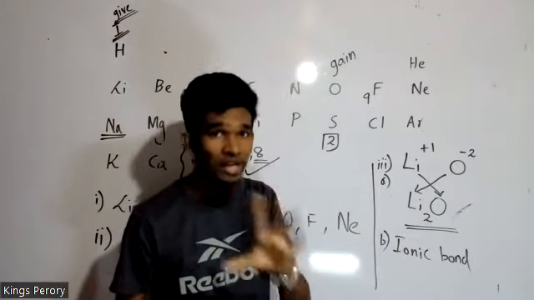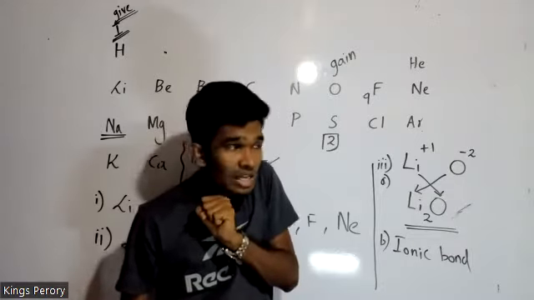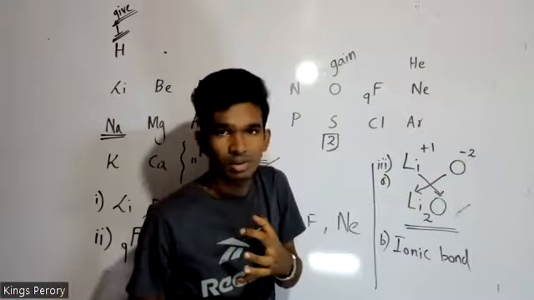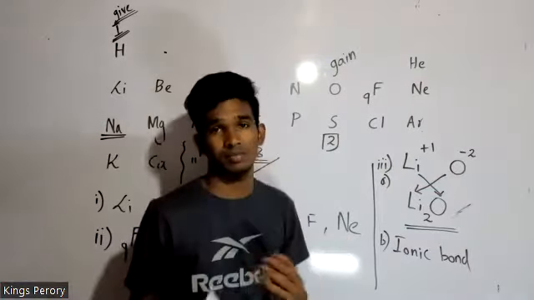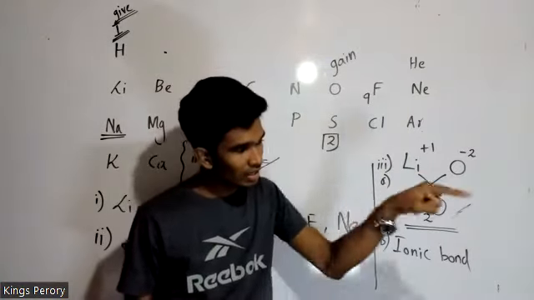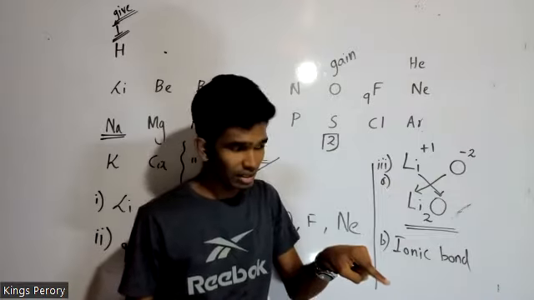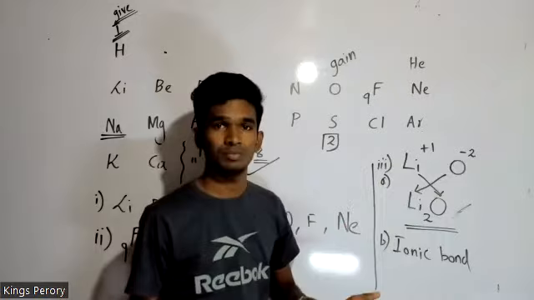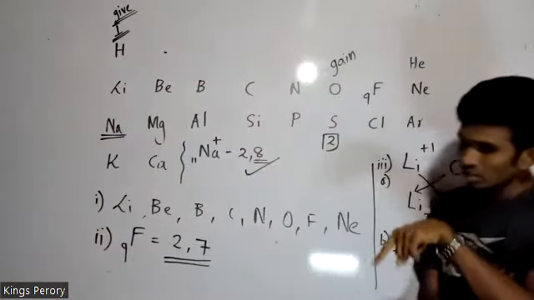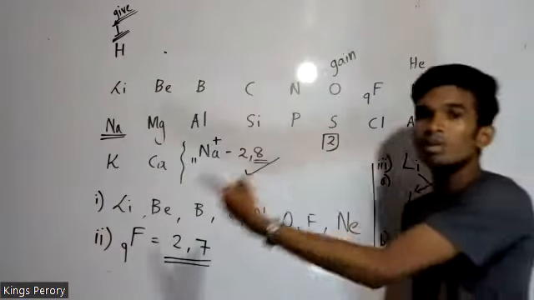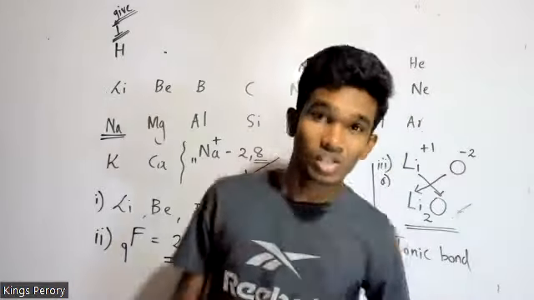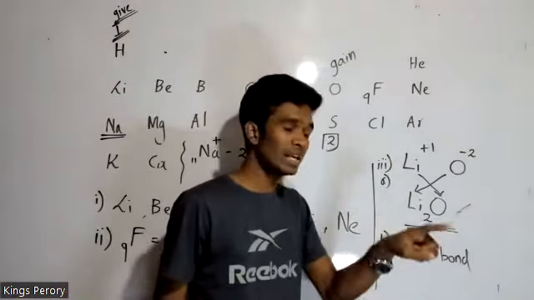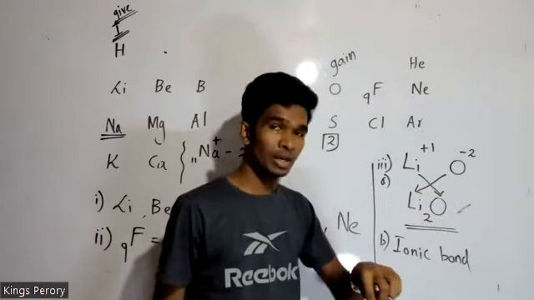Remember, in covalent bonds, electrons are not fully given or fully taken. Electrons are shared. I'll give an electron, you also give an electron. My electron doesn't only belong to me, it belongs to you also. Your electron doesn't only belong to you, it belongs to me also. Sharing. So remember, covalent bonds are formed by sharing electrons. That electron belongs to both the elements.